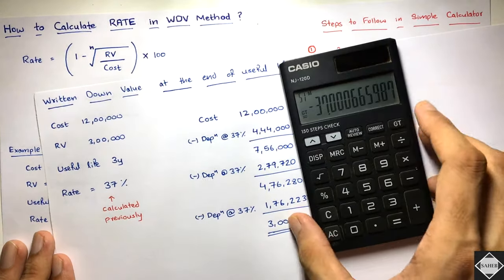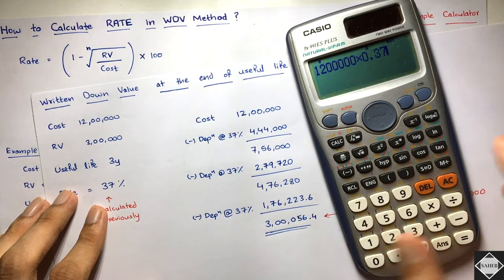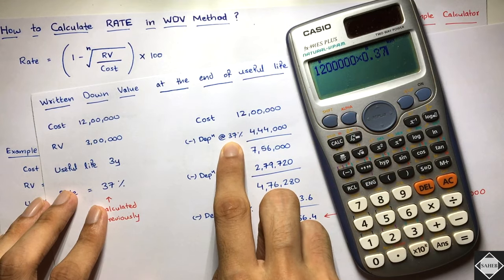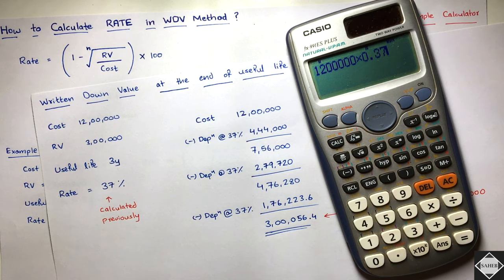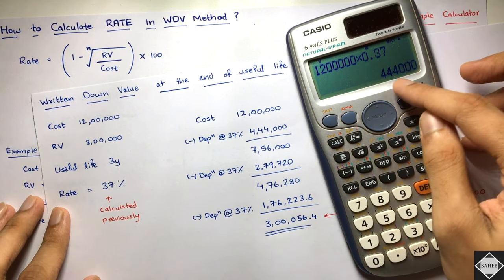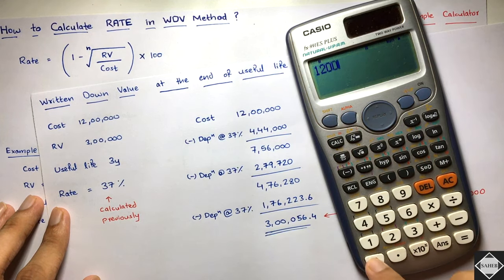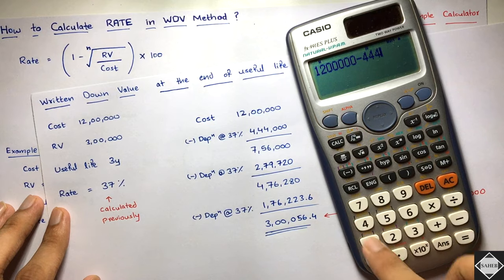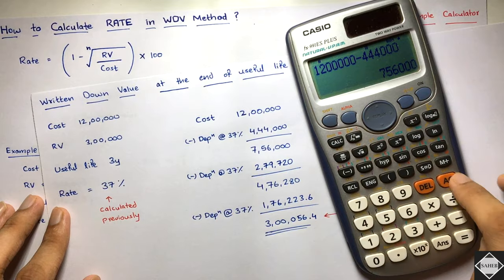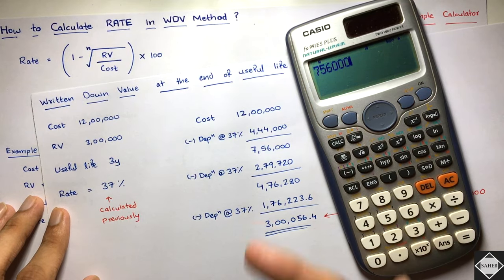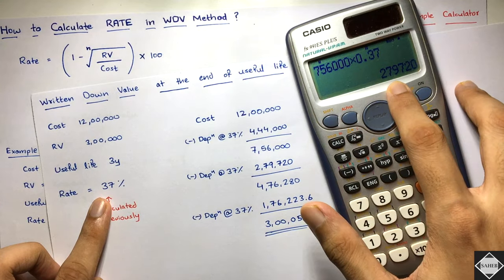It's really simple. 12 lakh into 0.37, I have rounded the percentage off, so because of that there will be slight differences between the residual value and the written down value at the end of its useful life. So 37% is equal to 4,44,000, that's the depreciation of first year. Now 12 lakh minus 4,44,000 is equal to 7,56,000. Now on this 7,56,000 you have to calculate the next depreciation of 37%, into 0.37, that's equal to 2,79,720.